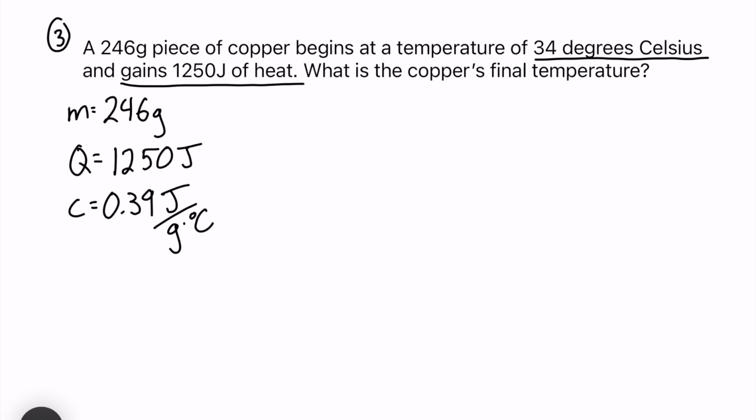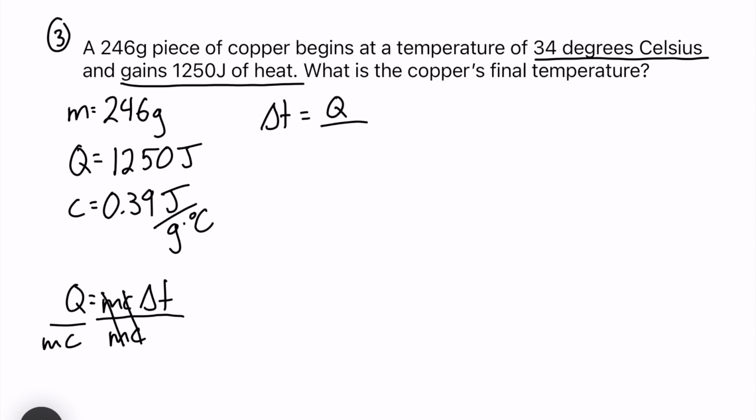Okay, so we have all of our values. Let's see if we can figure out a way to manipulate this formula to solve for change in temperature. So first off, we have Q equals mc delta T. We want to isolate for delta T, so let's divide both sides by M and C. And what you should get as a final formula is change in temperature equals your Q over mass multiplied by specific heat capacity.